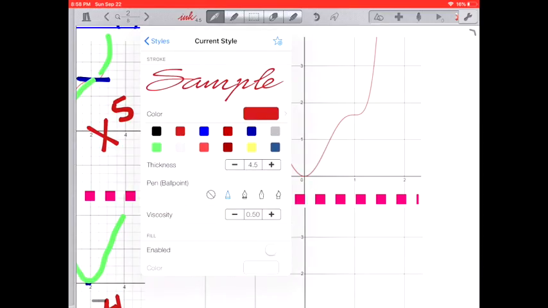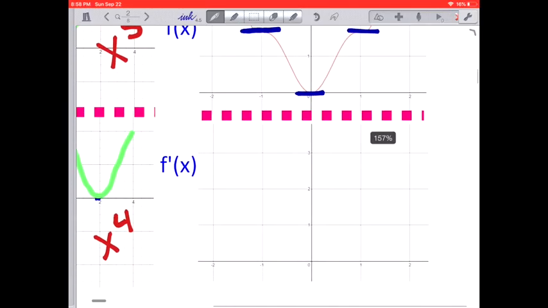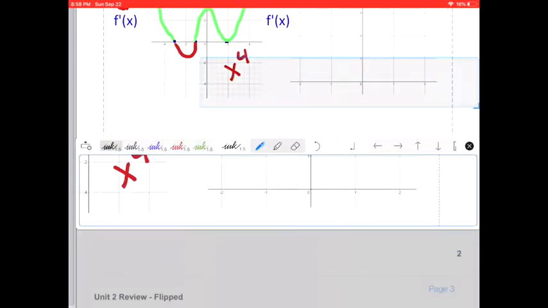Over here, I'm going to do the same thing, determine where my function has a horizontal tangency, and that appears to be at -1, 0, and 1. So I'm going to go to my derivative, plot those points, -1, 0, and 1.